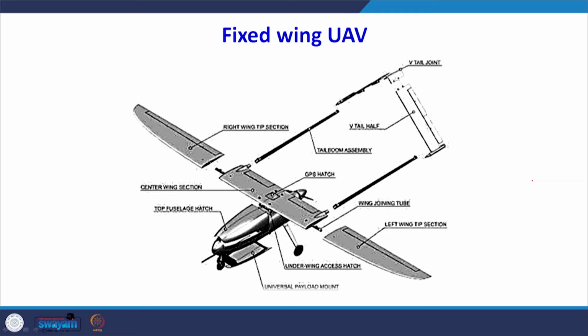The rotary drone I have shown in the previous diagram. This is showing the fixed wing kind of a drone. In the fixed wing drone you can see there is a very long wing. We have a left wing section and a right wing section, and then we have the hatch systems and the assembly. So, the components are slightly different here. The aerodynamics is also different in the case of fixed wing UAVs as compared to rotary wing UAVs.